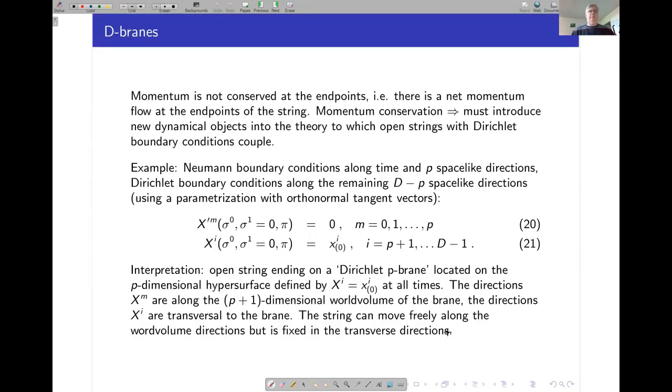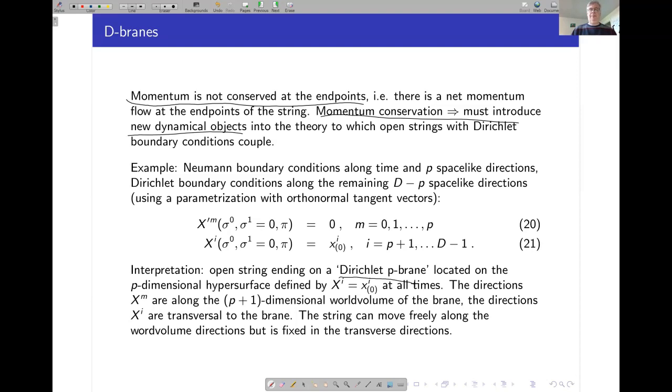So let me expand a little bit on this. With the Dirichlet boundary conditions, momentum is no longer conserved at the endpoints, and that means that there's momentum flowing off. If we believe in momentum conservation, then this momentum must go somewhere, and that means that the points or surfaces on which such open strings end must be dynamical objects because they exchange momentum with open strings with Dirichlet boundary conditions. And these points or surfaces on which such open strings end are then the famous objects which by now we call Dirichlet branes.